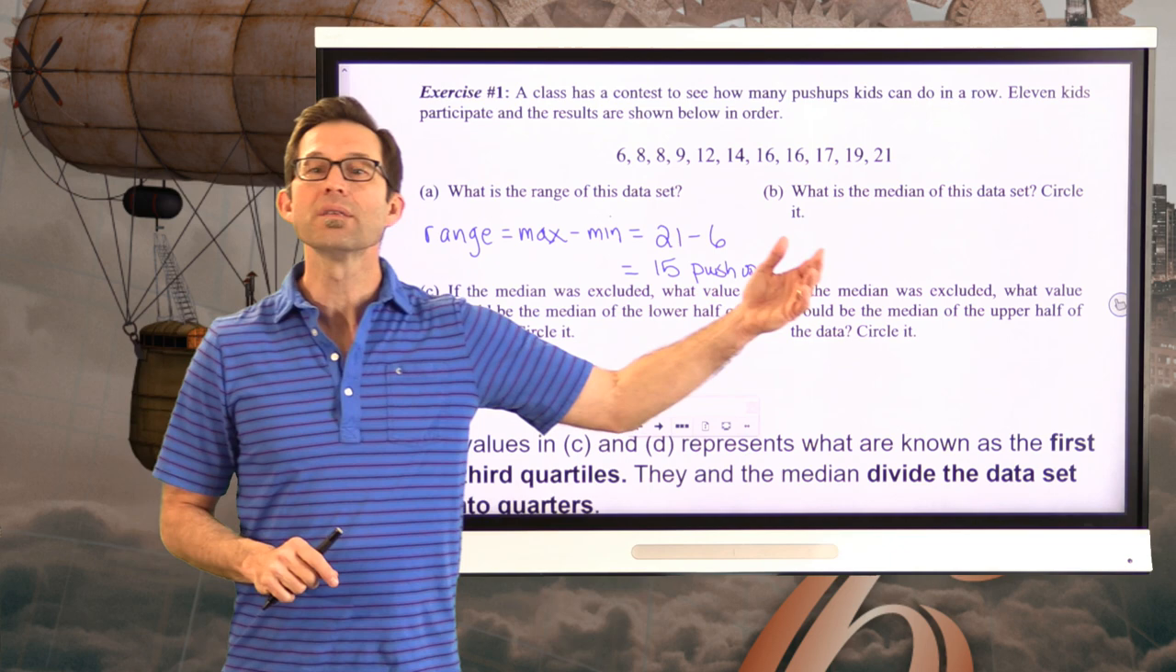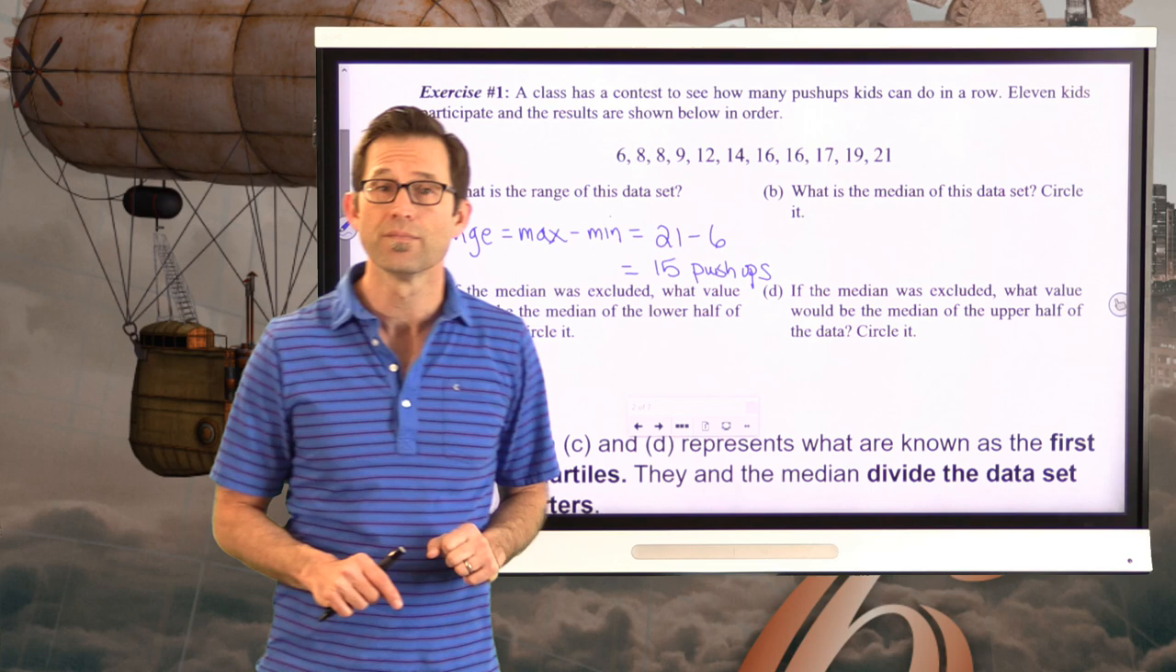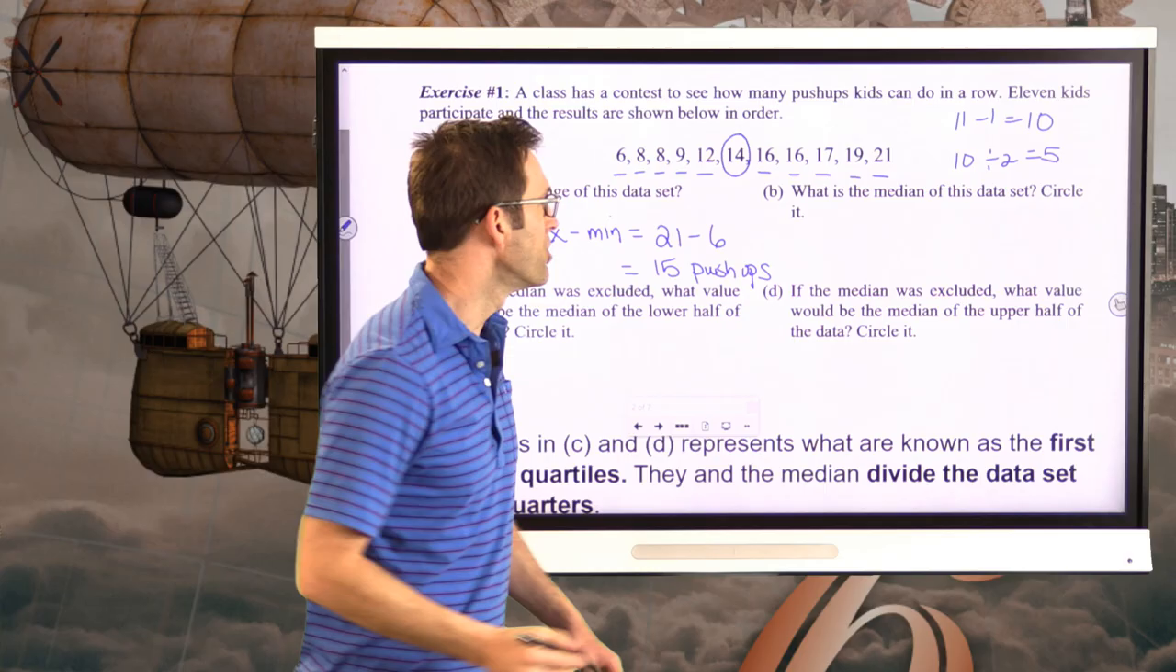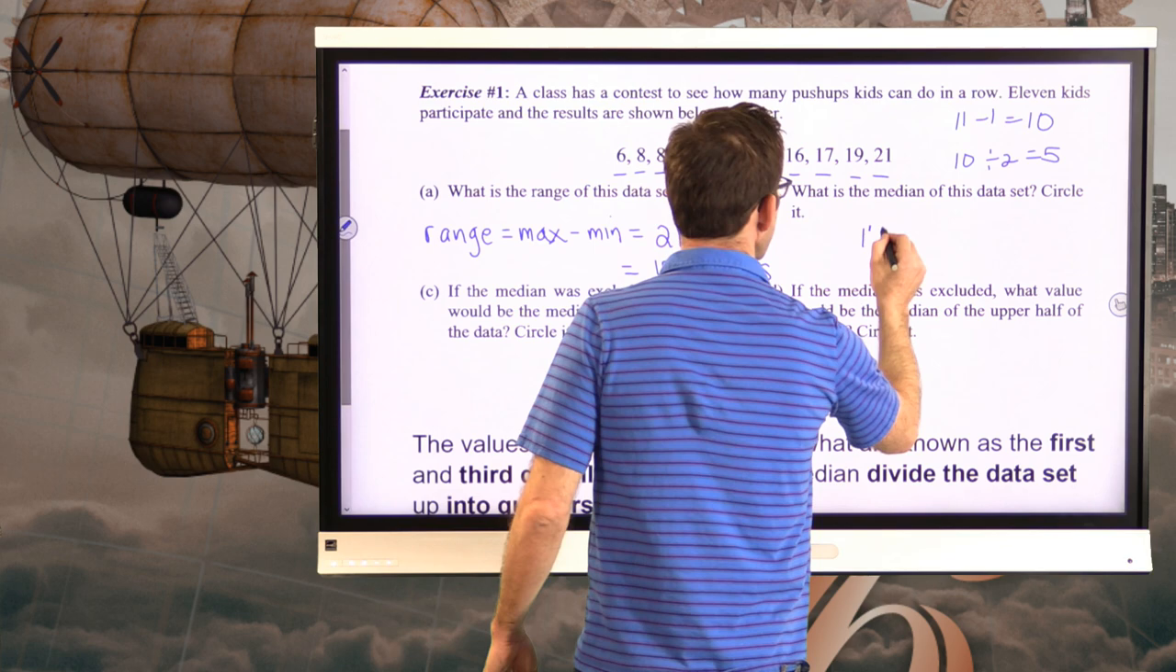Well, remember, the median is the number right in the middle. There are 11 kids. Okay, so my little trick at least is, if the number of data points is odd, I'm going to subtract 1, get 10. I'm going to do 10 divided by 2 and get 5, and then I'm going to count 1, 2, 3, 4, 5, and that is going to be my median. So my median was 14 push-ups, right?